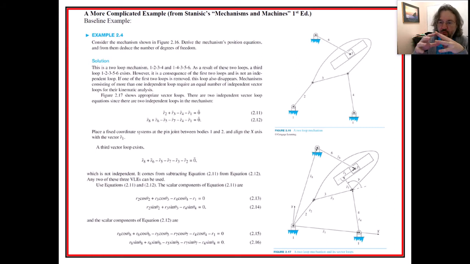It's more complicated, like a 4-bar combined with a slider crank, or crank slider, whatever you want to call it. So it has two vector loops. We have two vector loop equations right here, and the first one is about this basic 4-bar that you'll see down here. The other constitutes an additional ground vector 8, which you could think of as sort of like the crankshaft onto there.